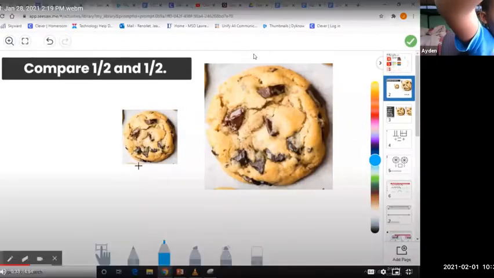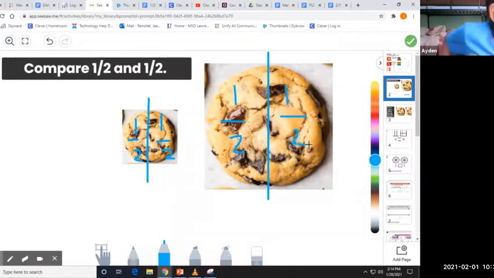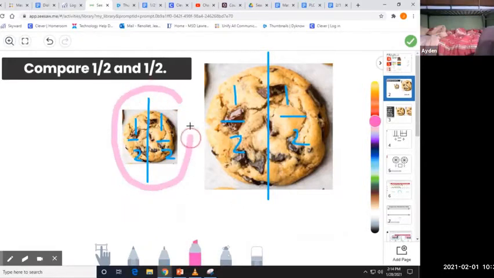Take a look at these two cookies. It says to compare 1/2 and 1/2. Let's imagine that these two cookies are in the classroom and the teacher says that we can partition them into 1/2s to share equally. Is it fair that the students on the left get a smaller cookie than the students on the right? Why not?